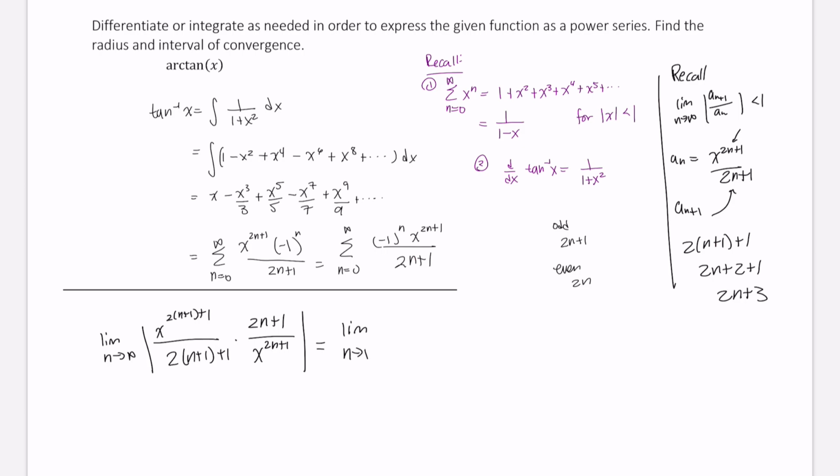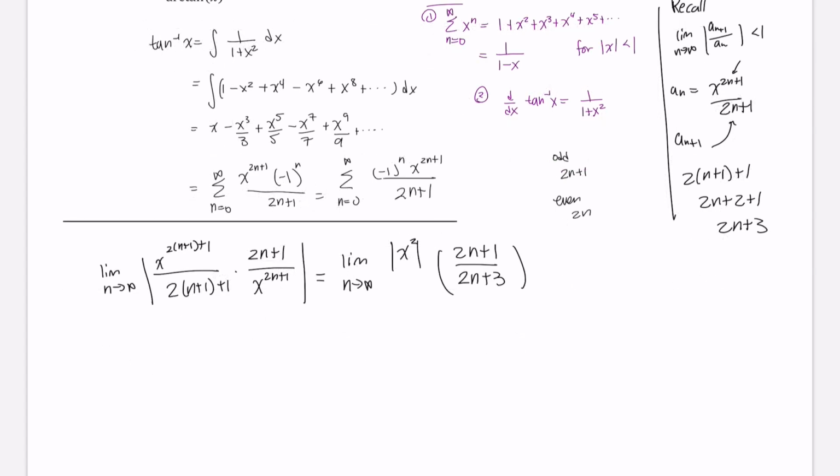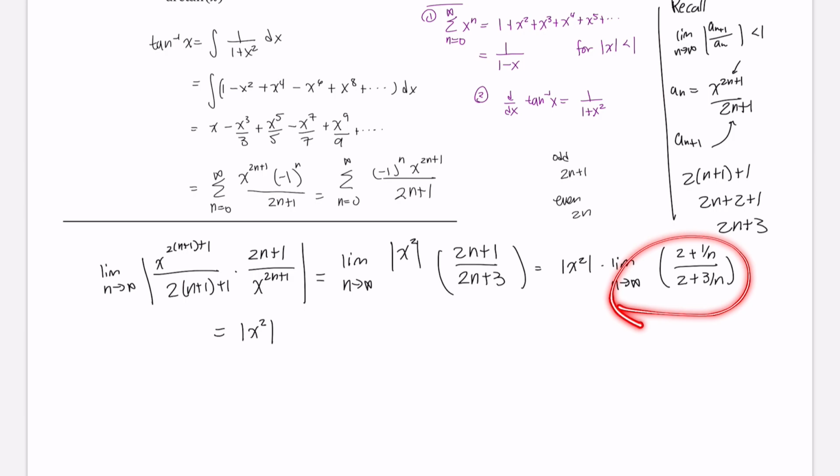So this is the limit as n approaches infinity of x squared times 2n plus 1 over 2n plus 3. Okay, well, how do we evaluate this limit? Well, x is not concerned with n, so this can just come out to the front here. And this is the limit as n approaches infinity of 2 plus 1 over n over 2 plus 3 over n. So this is just x squared, since this whole limit is going to be just 1. And so long as that's less than 1, our series converges. And this occurs if and only if x is between -1 and 1.